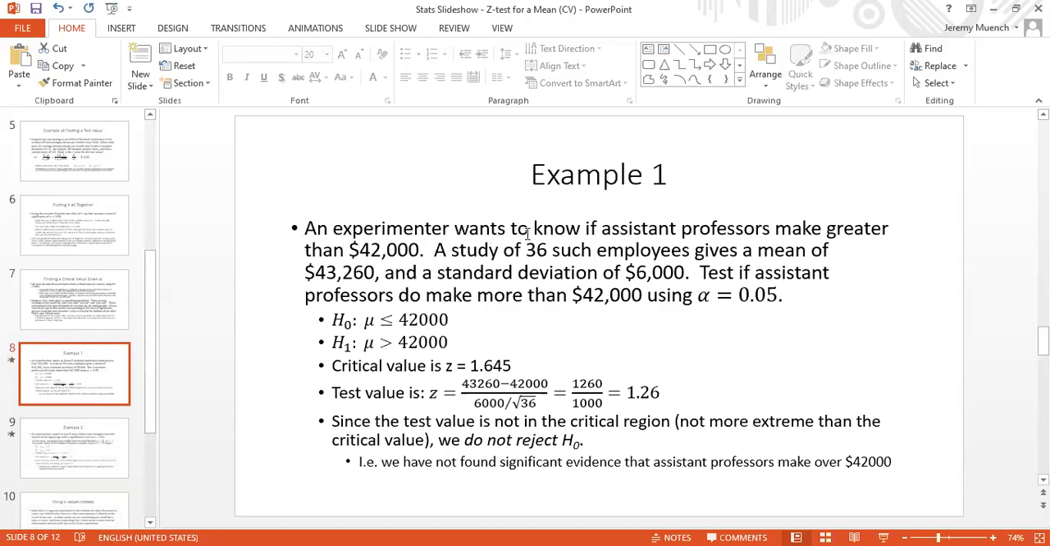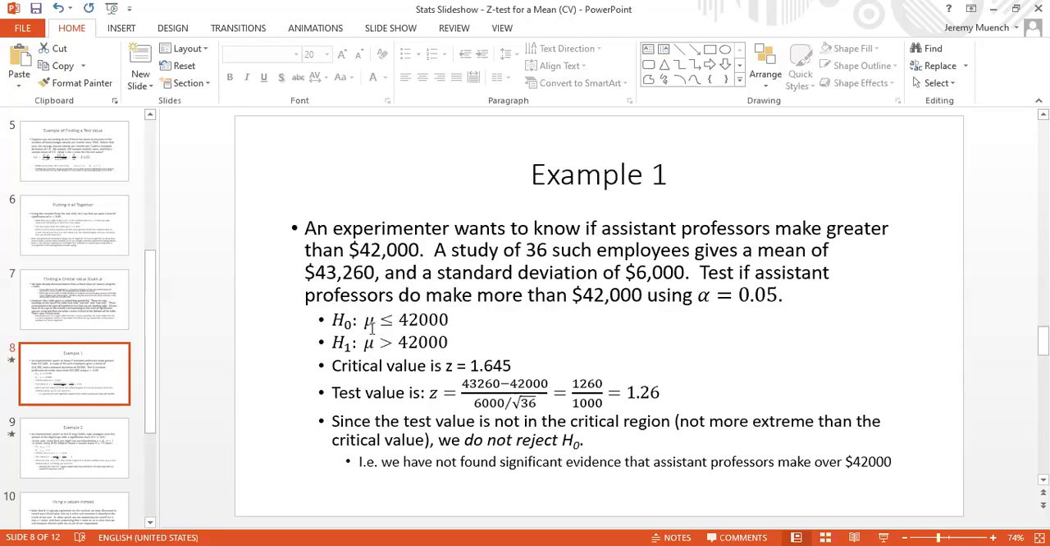So let's take a look at an example. An experimenter wants to know if assistant professors make greater than $42,000. A study of 36 such employees gives a mean of 43,260, standard deviation of 6,000. Let's test if this is a reasonable conclusion to draw, that assistant professors make greater than 42,000, using alpha equals 0.05.